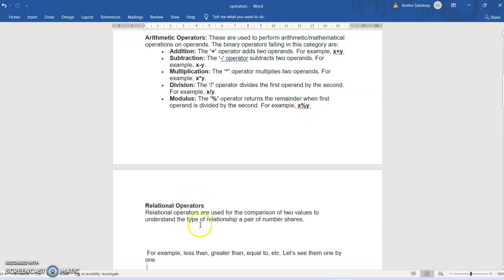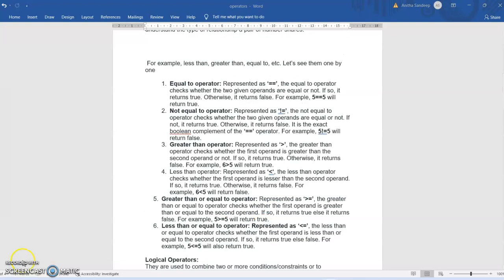Next category is the relational operators. These relational operators are used for the comparison of two values or two expressions to understand the relationship between a pair of expressions. The equal to operator is represented by equal to equal to, and it checks whether the left hand side expression is equal to the right hand side expression. If so, the result will be true. Otherwise, it returns false. Suppose I have an expression 5 equal to equal to 5. This expression will return true. True means it returns 1.